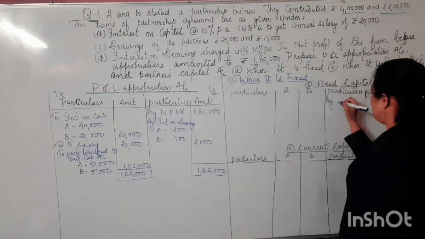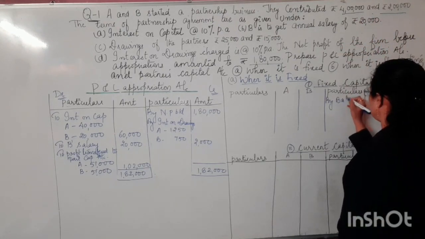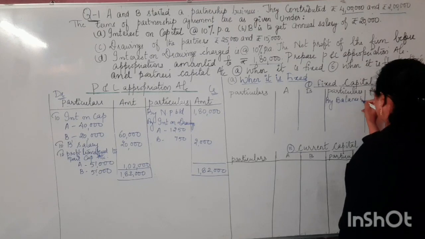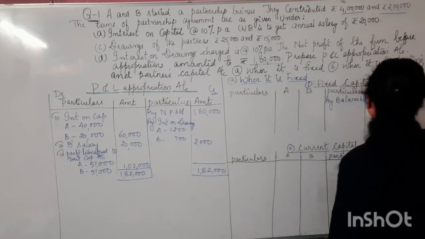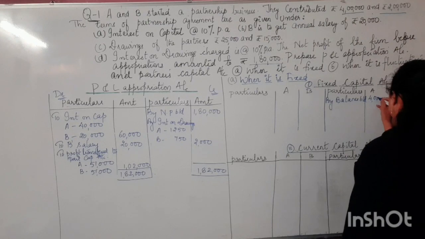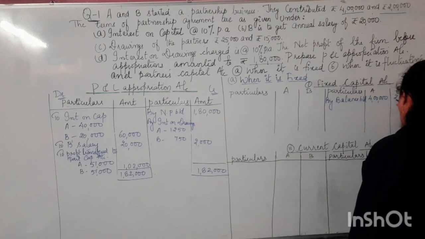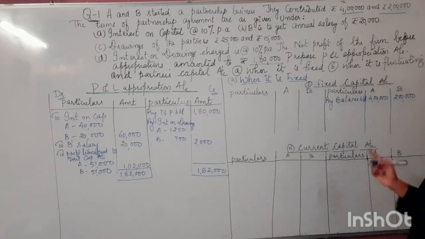It's a liabilities account. So the opening balance will come on the credit side. By balance brought down, how much? 4 lakhs and 2 lakhs. Okay, got it here?